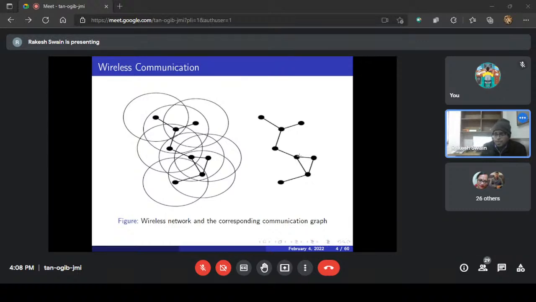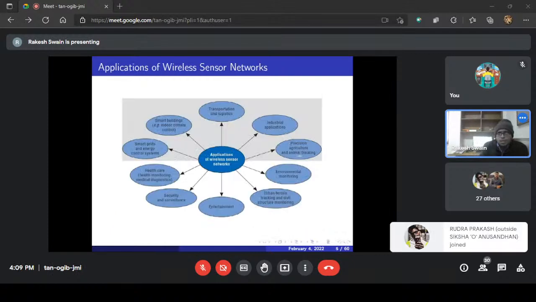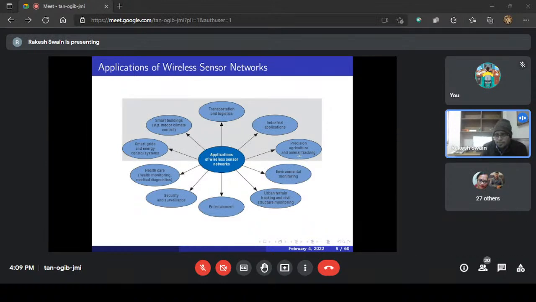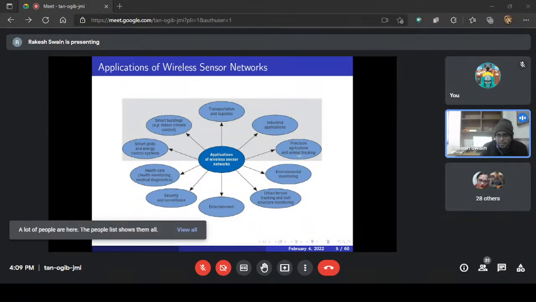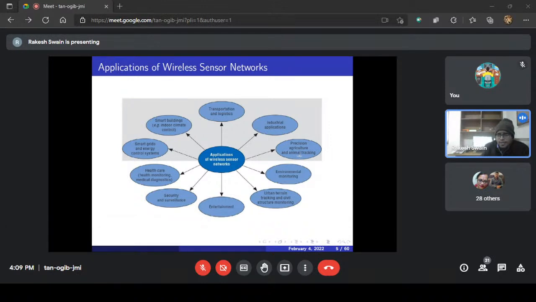And the data we have to connect either to the base station or to a remote user through the cloud or the internet. As there are various applications of the sensor network, you already know that sensor networks are used for monitoring, surveillance, military, environmental monitoring, industrial purposes, smart buildings, smart grid, and healthcare systems.